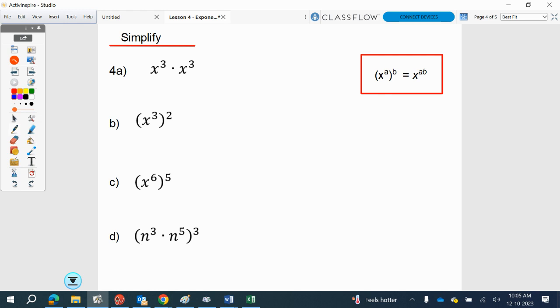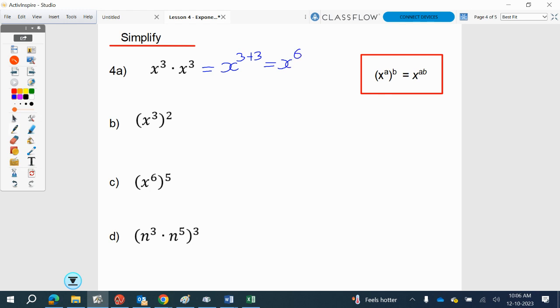Right, so we have another rule here. So x to the 3 times x to the 3, what's that going to be? x to the 3 plus 3. Yeah, so this is the first rule. We're doing x to the 3 plus 3, which is x to the 6.